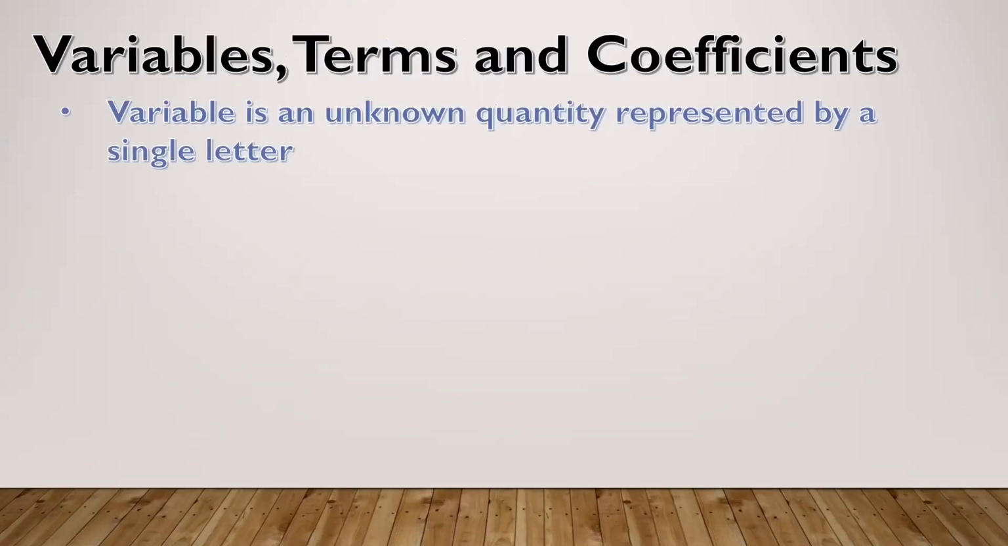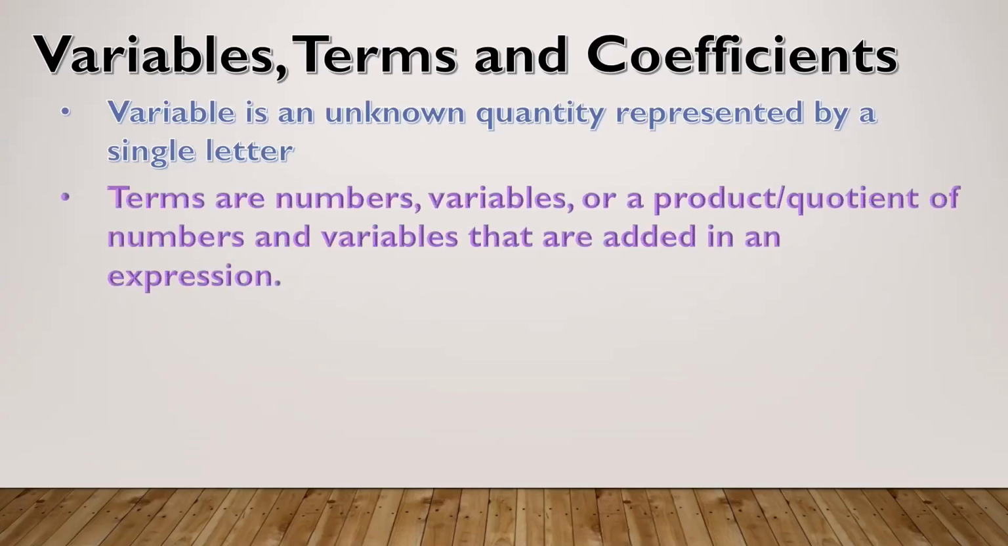Variables, plain and simple, is something we don't know. We are going to work with a lot of variables this school year. It's just an unknown quantity, and we use a single letter to represent that unknown. Terms are numbers, variables, or a product or quotient of numbers and variables. So variables that are added in an expression are what we call terms. We're going to go more into detail about how to classify terms.